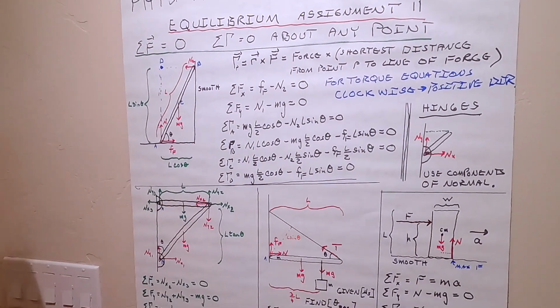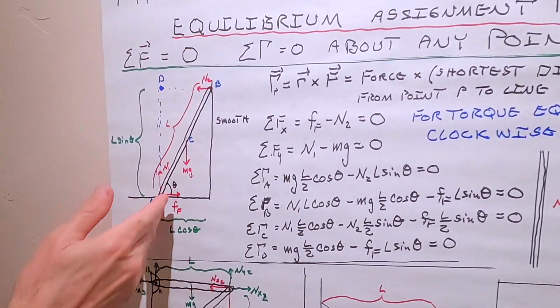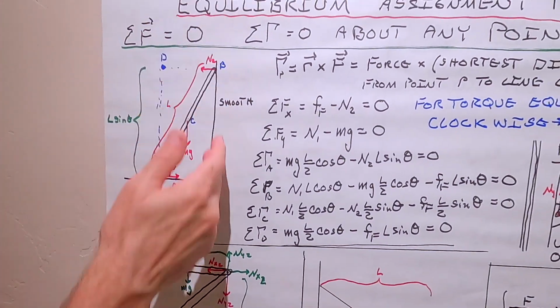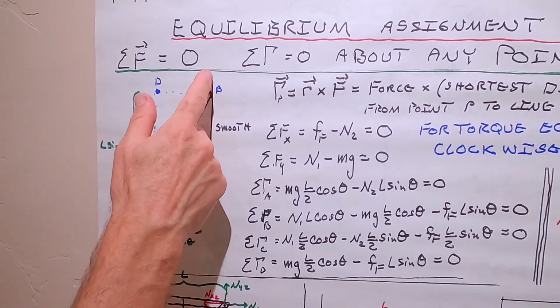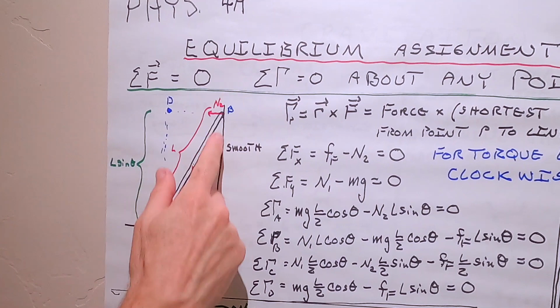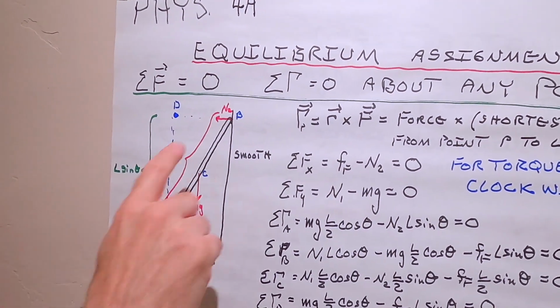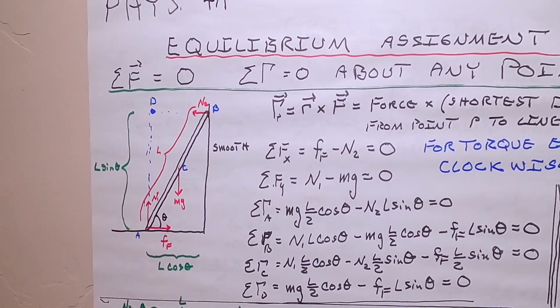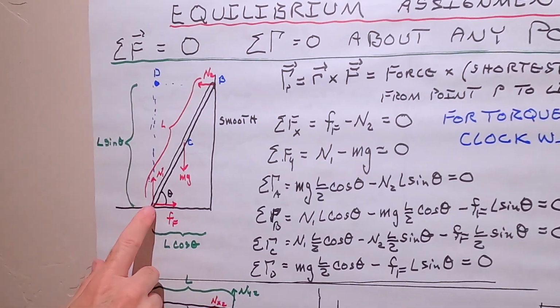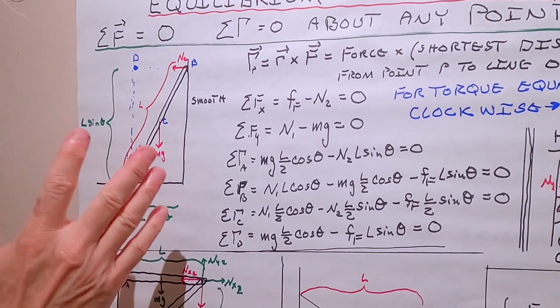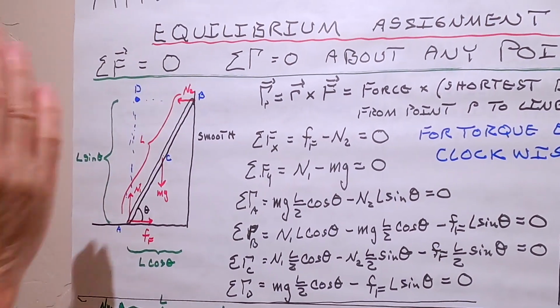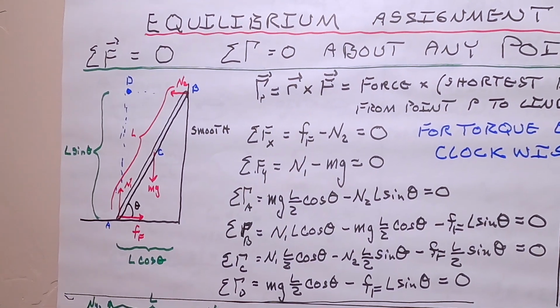So here, what I have is, say, a ladder leaning against a wall. And I'm even going to make this a smooth wall just to make it a little simpler, so there's no friction on this one. There is friction on this one. And this is in equilibrium. It's not moving. It's just leaning against this.